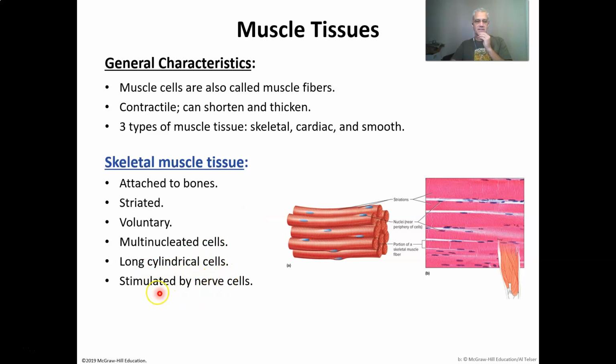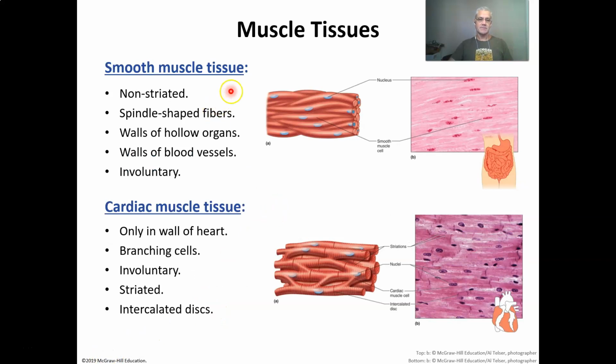They're long cylindrical cells, and they're stimulated by nerve cells. Muscles do not do anything on their own. Muscles must be told what to do. So most of the time they're going to be told by nerves. The nerves in your body tell muscles what to do. They tell them to contract. They tell them to relax. Muscles just don't go off on their own and decide that they're going to do something. They wait for orders.